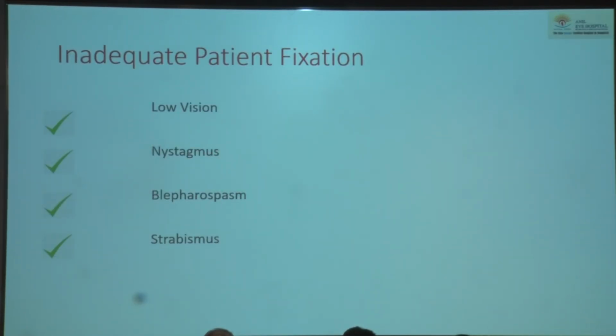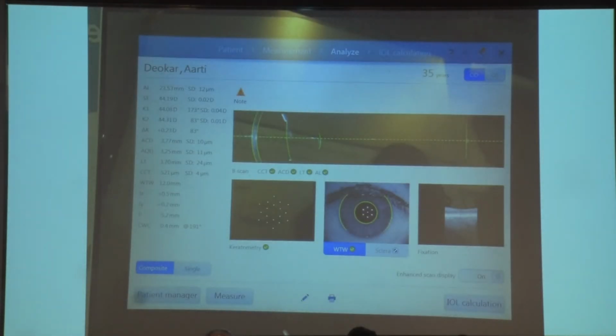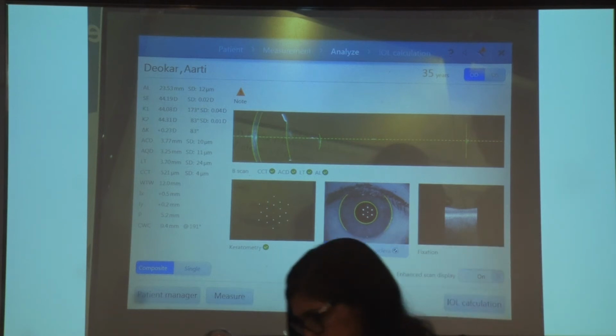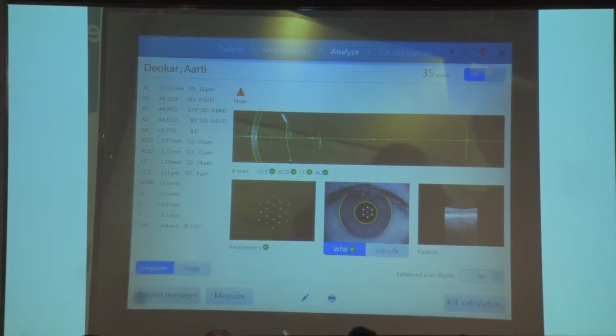Now inadequate patient fixation could be due to low vision, nystagmus, or even strabismus. What you need to look at are all those green ticks that you can see. Unless and until those green ticks are there, it means that your biometry is not perfect.